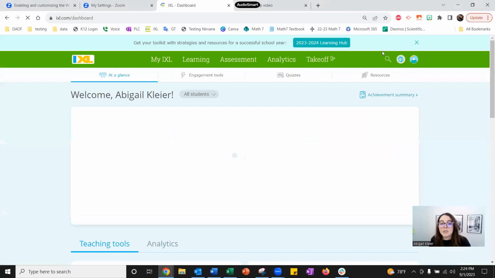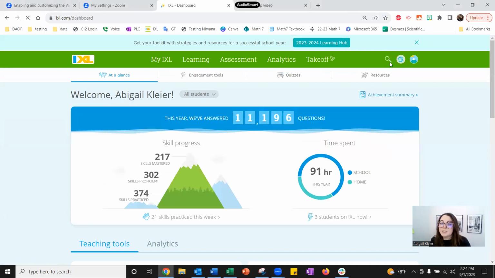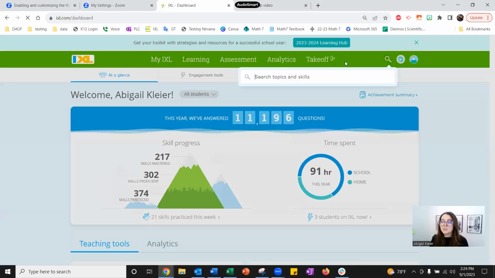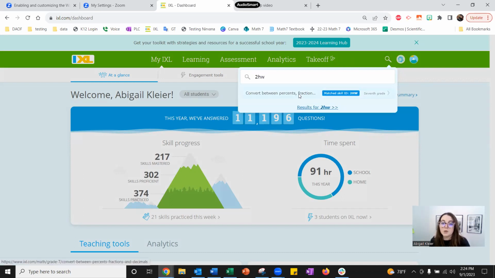And once you're signed in, of course, yours may look a little bit different than mine, but you will have this little magnifying glass that is a search bar. And in that search bar, you're going to type in the code 2HW and click on the skill.